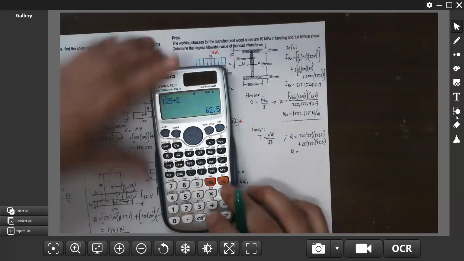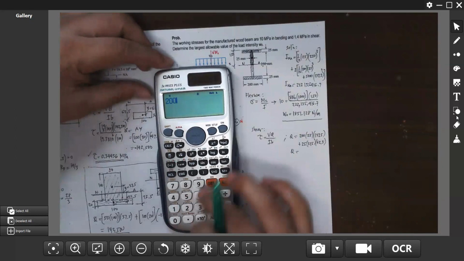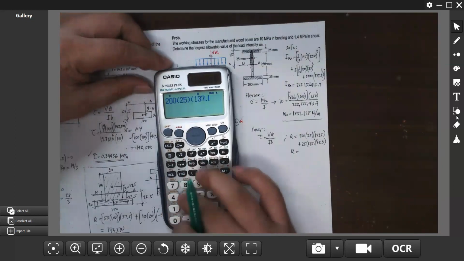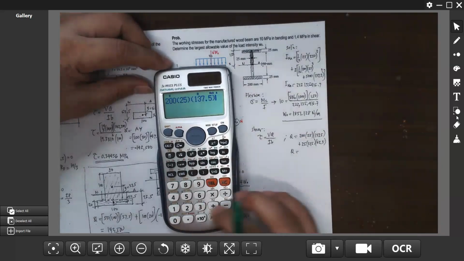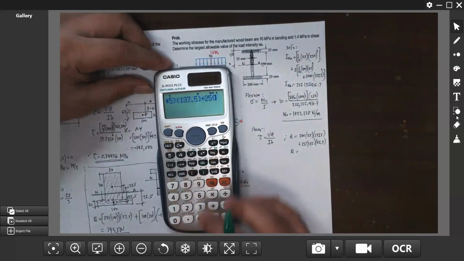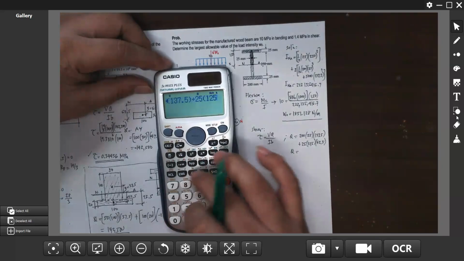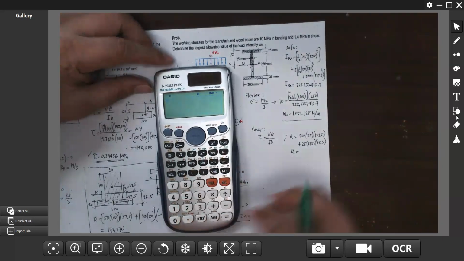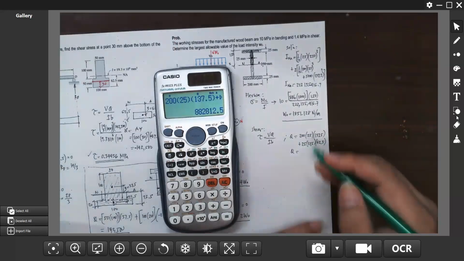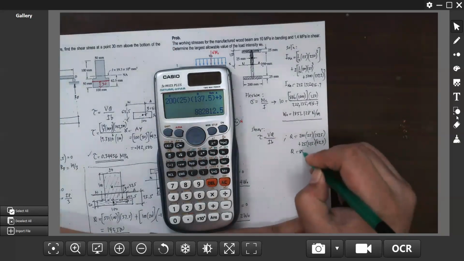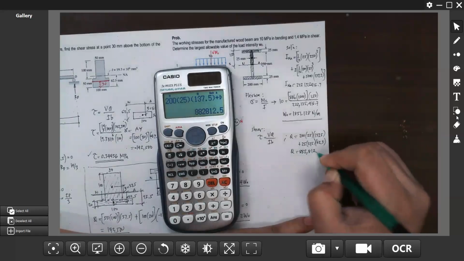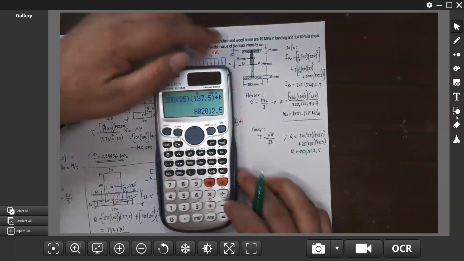Okay. So compute ang Q. 200 times 25 times 137.5 plus 25 times 125 times 62.5. 882,812.5. Okay.